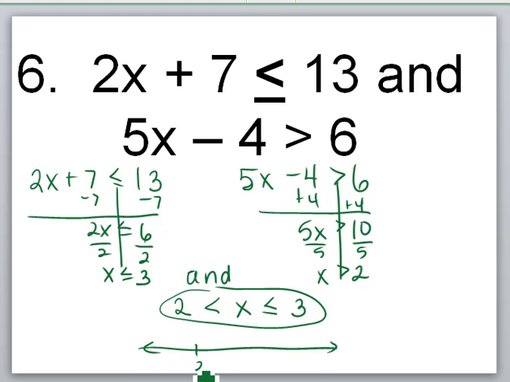So I'll put 2 on the number line, 3 on the number line, and this says that x has got to be greater than 2, open circle, greater than 2, and less than or equal to 3, colored in dot. So it is the shaded region between the 2 and 3.